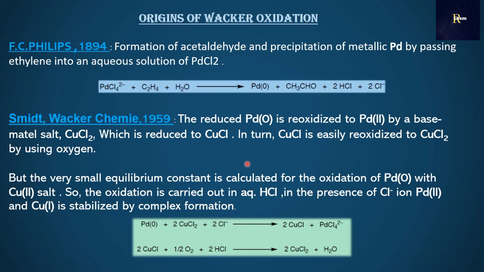So the solution for this problem was that the oxidation is finally carried out in aqueous HCl. What happens is, in the presence of aqueous HCl, the Cl minus ion stabilizes the platinum 2 plus and the copper plus by complex formation. So here we have seen that CuCl in the presence of oxygen reacts with Cl minus also, and forms again CuCl2 and water.